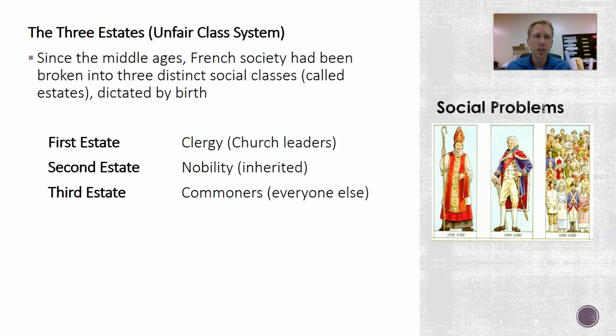You have the Second Estate, which is nobility. This is inherited. This goes all the way back to the Middle Ages under feudalism, where the king would give up land in return for loyalty. These might have been former knights or lords back from the Middle Ages, and this is passed down from generation to generation.